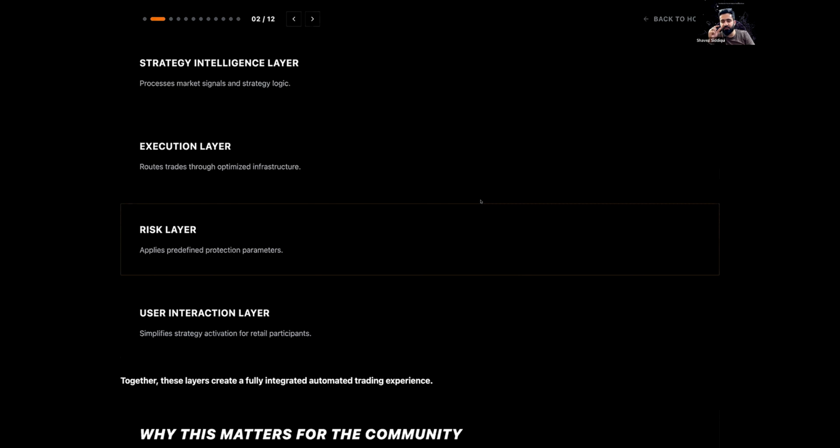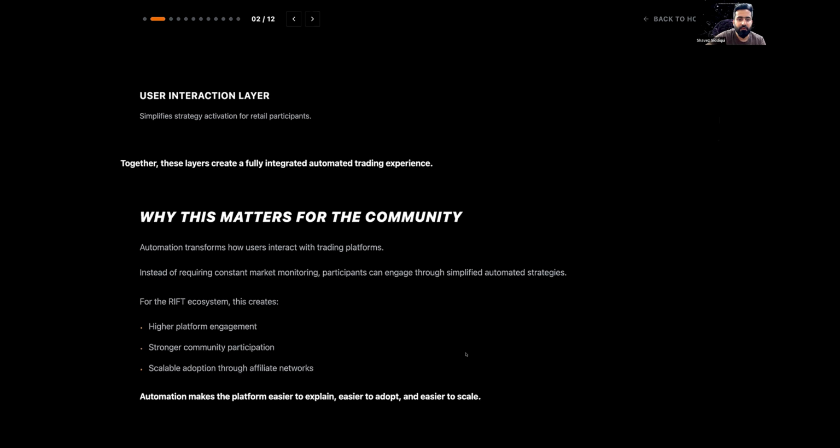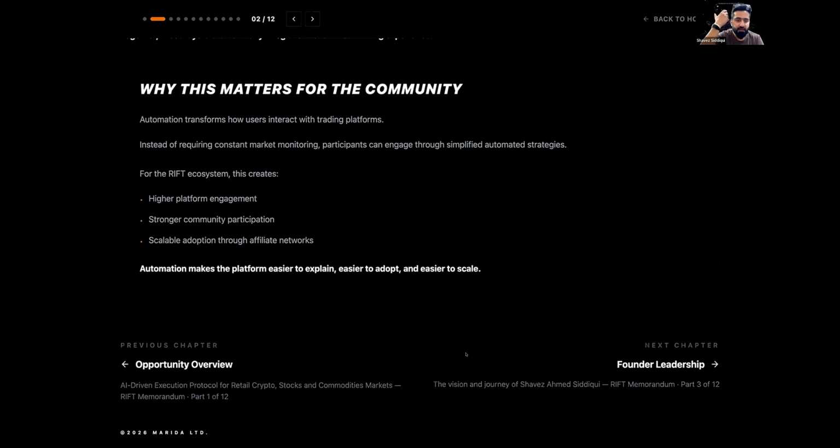So on the basis of the classification of the licenses, using the interaction layer of the auto trading engine, you will not be restricted with the amount of funds that you can put into the auto trading engine. There will be no such restriction. I believe that is clear. And why it matters for the community: higher platform engagement, stronger community participation, scalable adoption through affiliate networks.